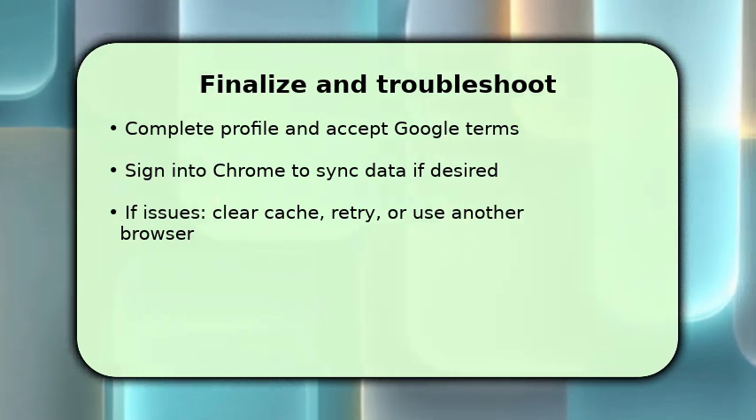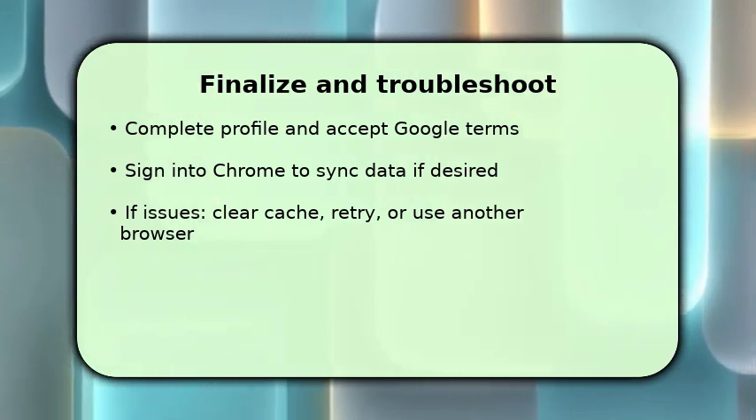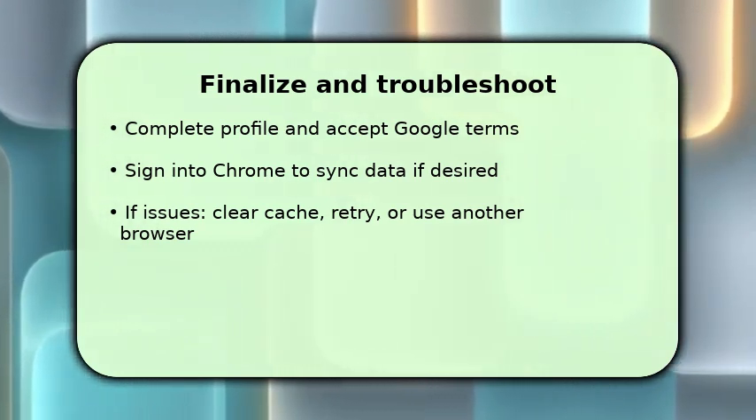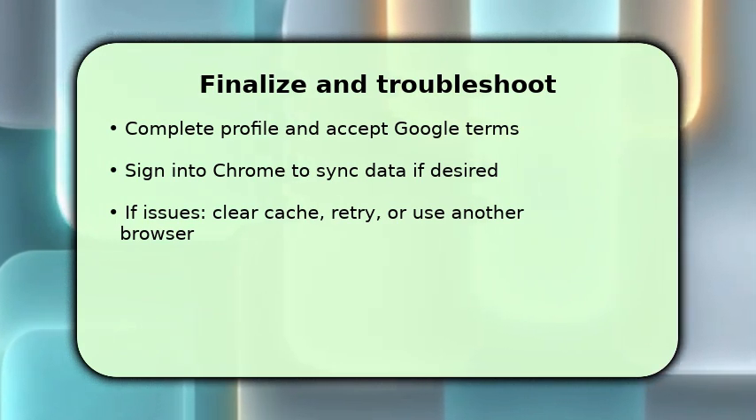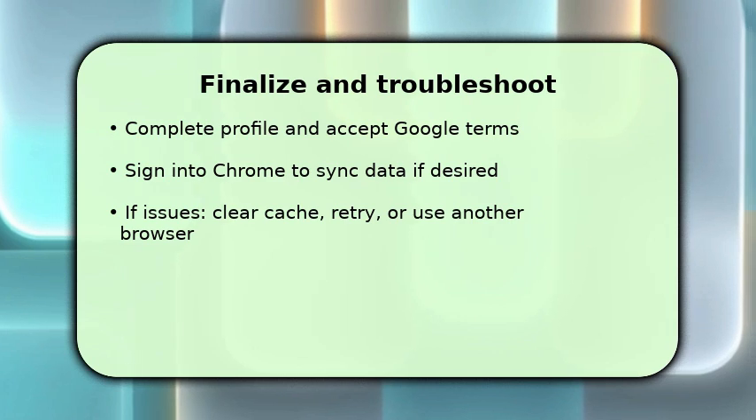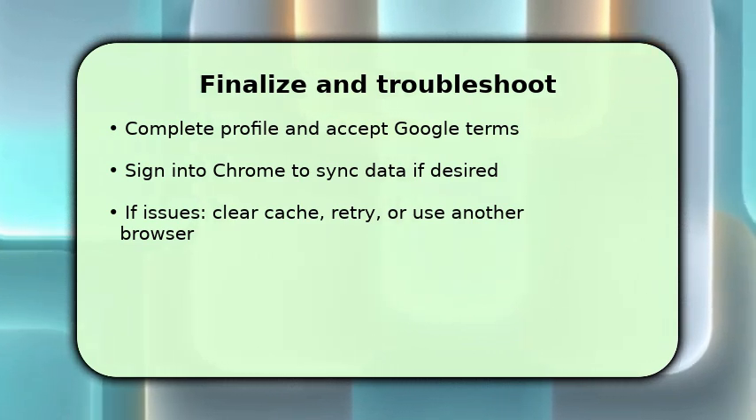If something goes wrong, like verification codes not arriving, first clear browser cache and cookies, then retry or try a different browser. If still blocked, use the recovery email or wait a few minutes before requesting a new code. Persistent errors may need account support.